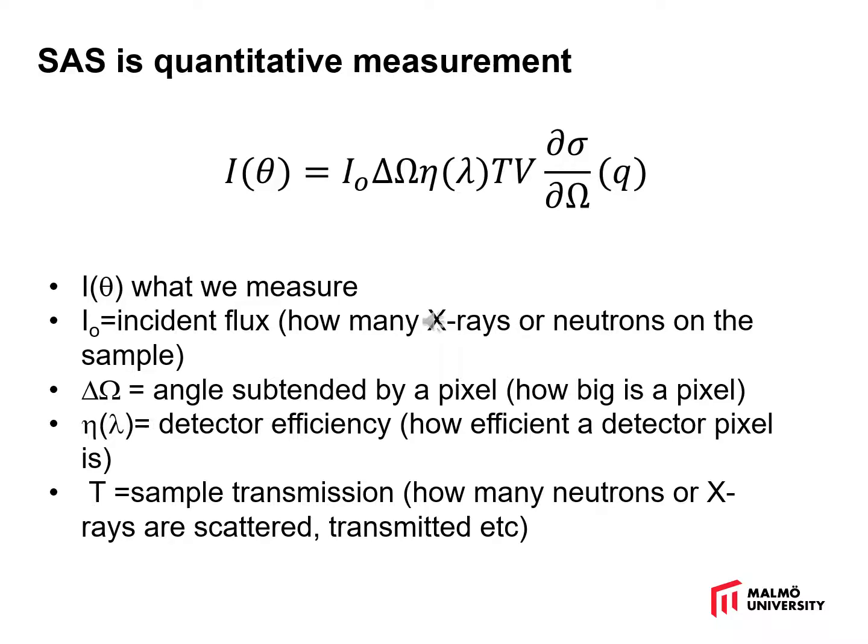T is the sample transmission. So when the neutrons or X-rays are incident on the sample, some of them are transmitted, some of them are scattered, and some of them are absorbed. So this helps in the accounting of neutrons.